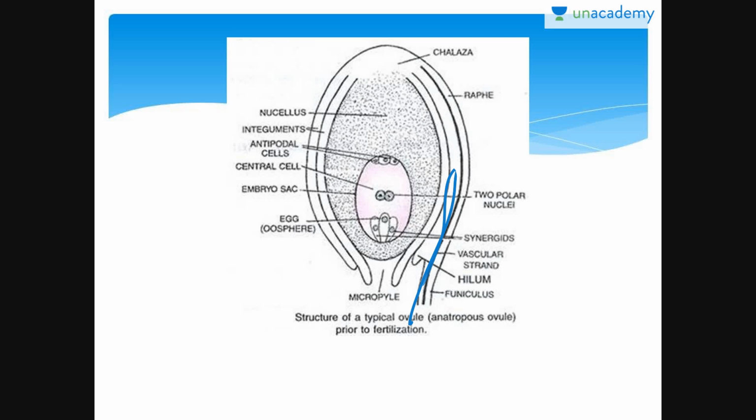Each ovule has one or two protective envelopes called integuments. Integuments cover the ovule except an opening at the top called micropyle. So micropyle isn't covered, the rest of the ovule is covered with the help of integument. Opposite of the micropylar end is the chalaza, representing the basal part of the ovule.